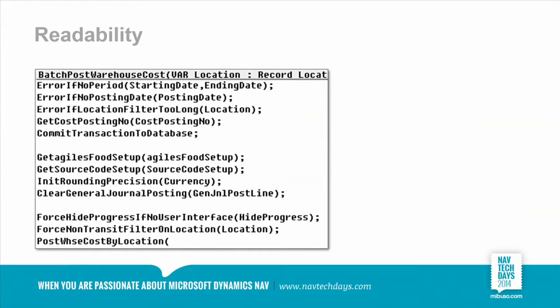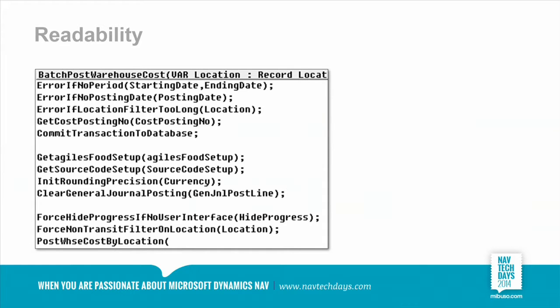Yes, that's exactly true. I mean, sometimes it's very easy. Sometimes it's a bit harder. Then comes get the food set up, init rounding precision, clear general journal, and then we start force hide progress if no user interface, force non-transit filter on location because we don't record warehouse costs on locations that are in transit, and then we start post warehouse cost by location, and it goes on.